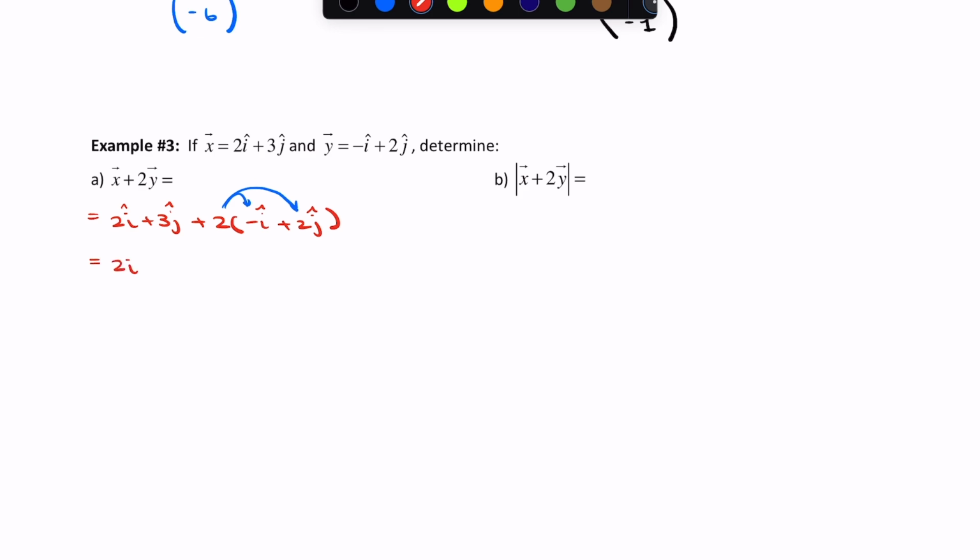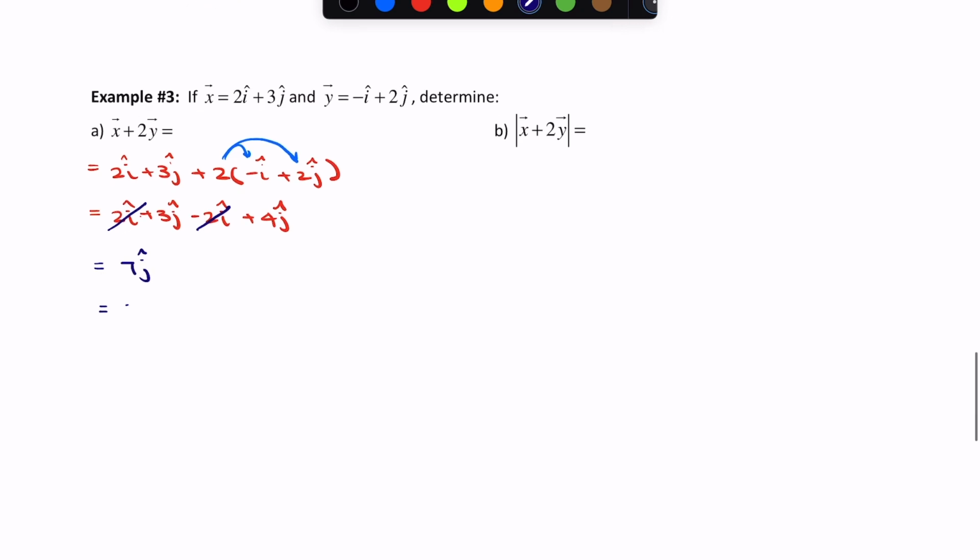Here we will have 2i plus 3j minus 2i plus 4j. Here we see that we can cancel out positive 2i and -2i. And so here we'll be left with 7j. If we write it in component form, it'll be 0, 7.